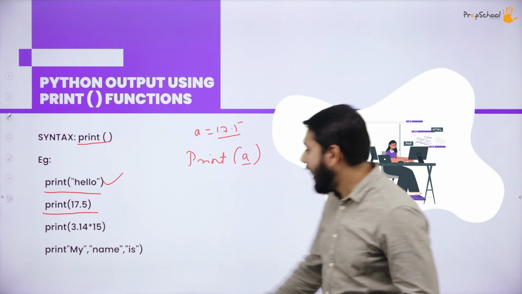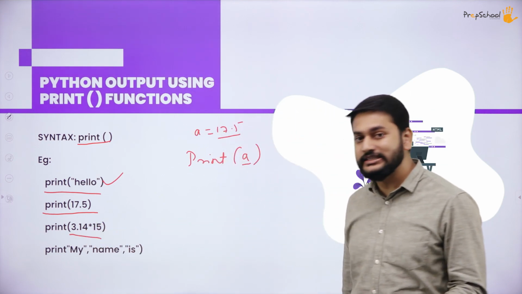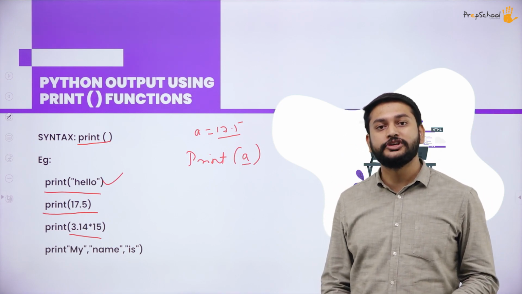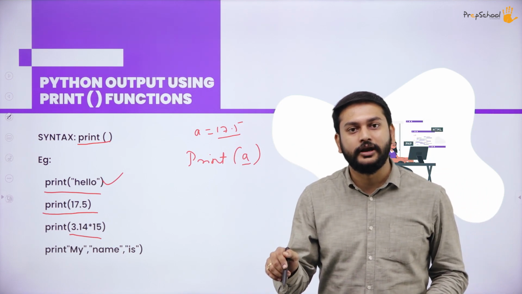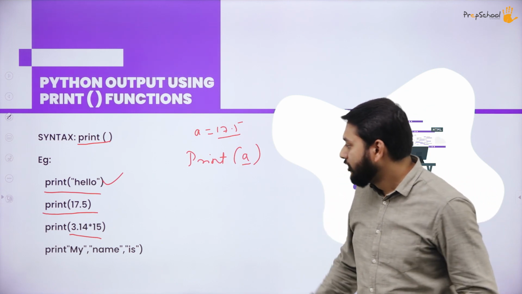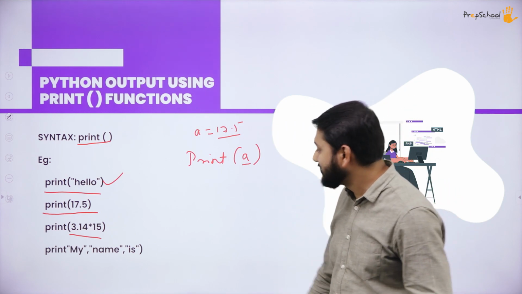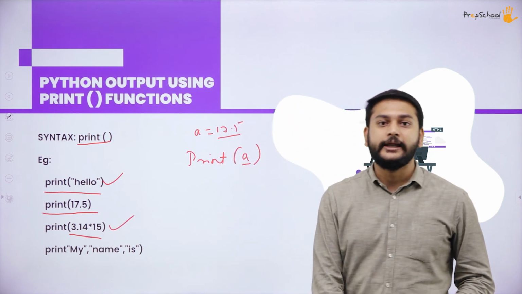So what is the next one that I have? 3.14 into 5. Yes, I can also perform operations inside the print statement. Make sure that you do not enclose it with the quotes. Even this statement is valid.